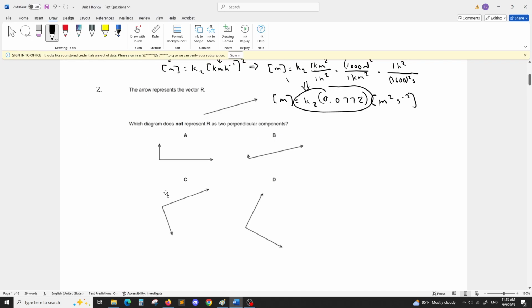The arrow represents vector R. Which diagram does not represent R as two perpendicular vectors? So in general, when we're adding vectors with perpendicular components, there's usually a resultant vector where you take this vector and put it at the end of the other. So you take the tail of one vector and move it to the head of the other, and then you get a new resultant vector.